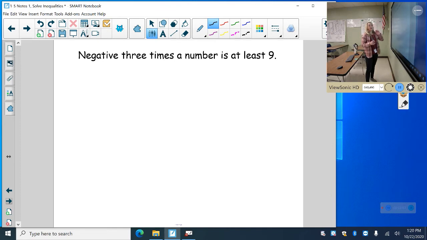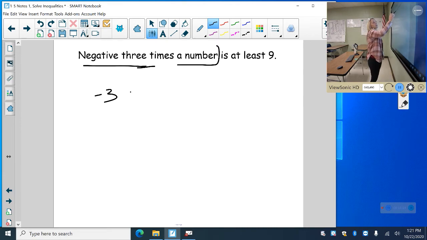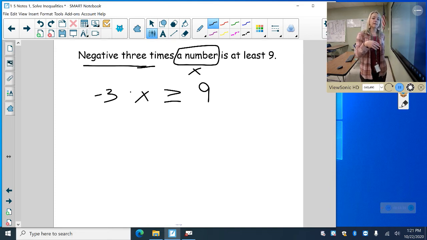Okay. Finally, the last thing we're going to talk about is how to translate words, which we already did before. So now we're going to talk about how to translate this into an inequality instead of an equation or an expression. So I have negative 3, so write down your negative 3, times, means multiply, a number. When we have something that looks like this, a number, just create a variable. Okay, negative 3 times x is at least 9. So that means it's bigger than 9, and it also could be equal to. If it's equal to 9, it's at least 9. So we would say it's greater than or equal to.